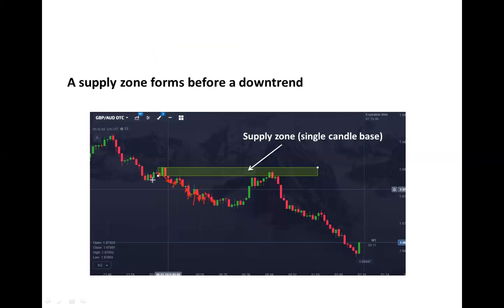Notice that a few buyers are trying so hard to enter, but it seems the price is going down. That means the sellers are in control of the market. So in that case, all we have to do is look for a particular zone, a particular sideways movement. This sideways movement occurs before an explosive move to the downside.